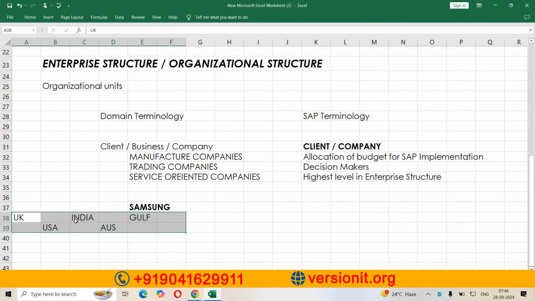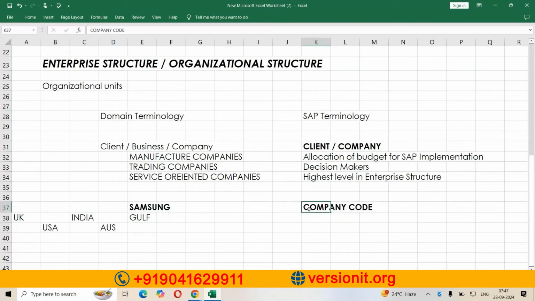Because if you want to run the business in any particular country, you need to get the permission from the government. So each geographical location where you want to run the business, we can map it as a company code. This is one style of how we are going to be mapping it.